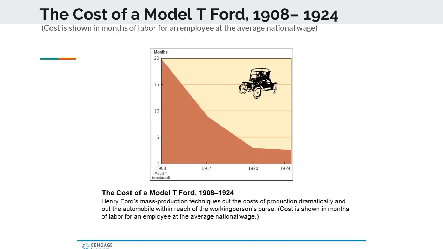So the cost of the Model T between 1908 and 1924. It says the cost of Model T. Henry Ford's mass production techniques cut the cost of production dramatically and put the automobile within reach of the workman's purse. Cost is shown in months of labor an employee at the average national wage. So in 1908, when it first came out, a person would have to work 20 months.